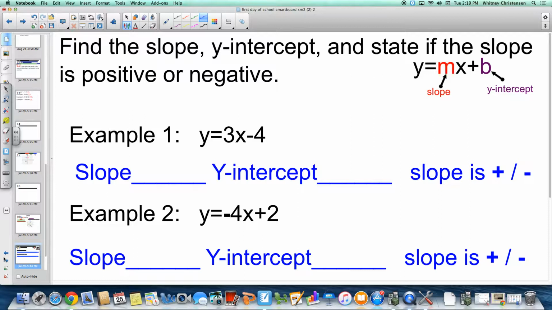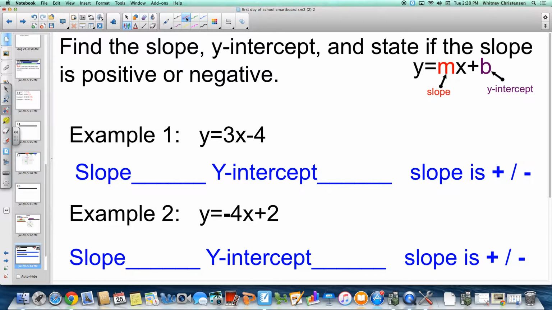This is our slope. This is our y-intercept, right, everybody? Are you following me? Don't zone out. Yes or no? Is this what we just learned? Yes. Awesome. Okay, so let's do example number 1. So I write down the example number 1 right here. y is equal to 3x minus 4. Write that down. y is equal to 3x minus 4.